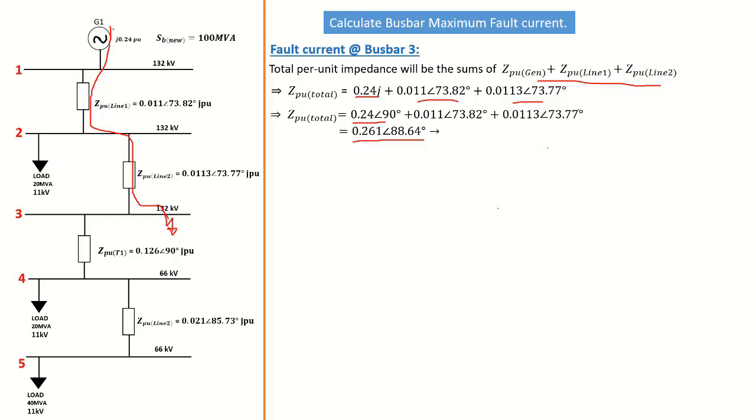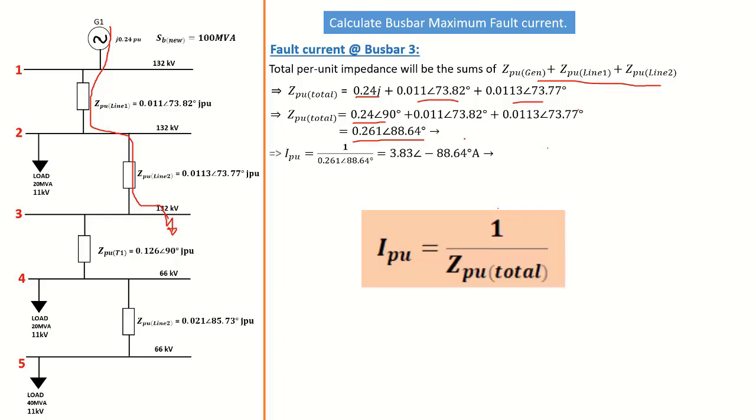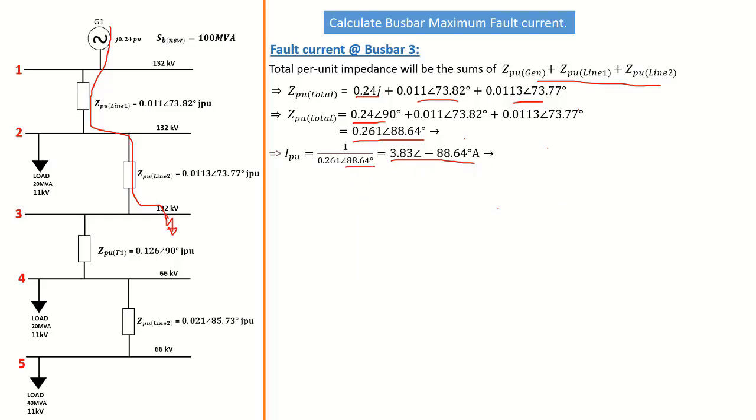Now this is the path the current flowing from the generator will take. This means this total per unit is what we're going to use to calculate our I per unit current. I per unit will be given as 1 over 0.261 with an angle of 88.64. We found an I per unit of 3.83 with a negative angle, because the angle moves to the top and changes sign. But we're not going to take account of that. We're just concerned about the amplitude of the current, which is 3.83.